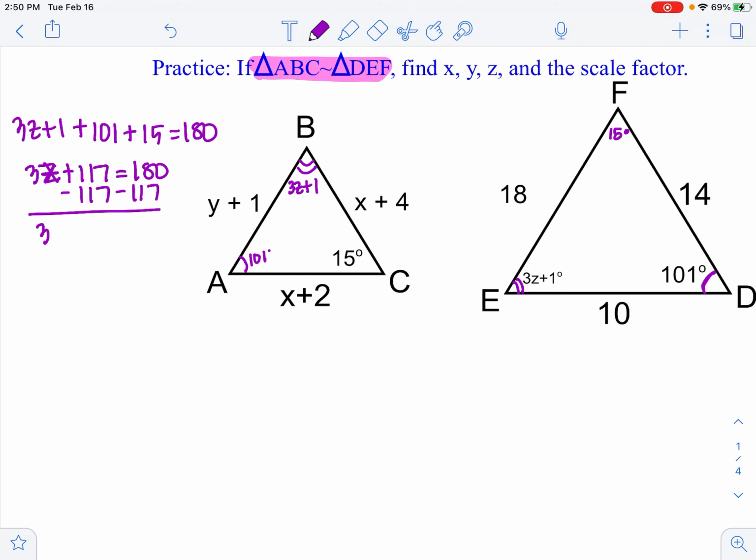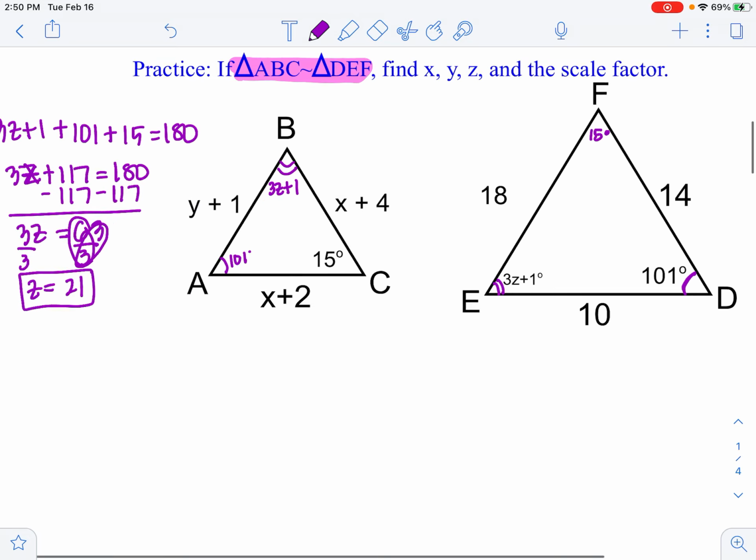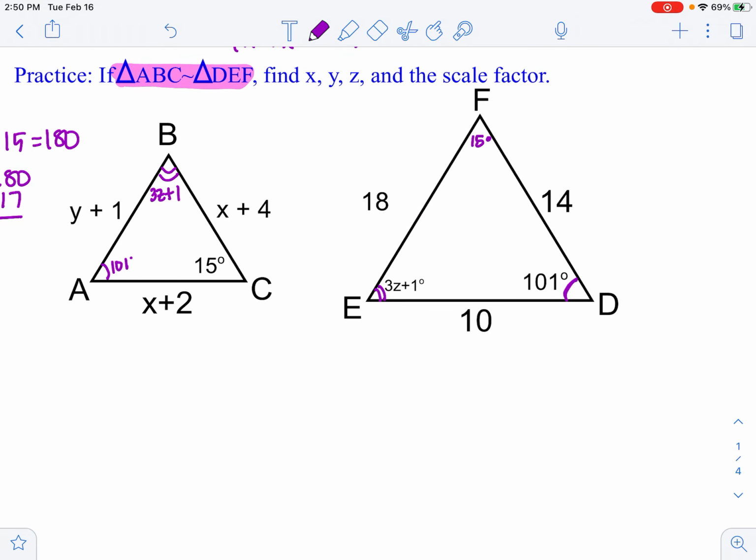Subtract 117 from both sides. 3z, oops, I changed it to an x. I was going to say z out loud though. So 3z equals 63, divide by 3, and I get z is equal to 6 divided by 3 is 2, 3 divided by 3 is 1. z is 21.